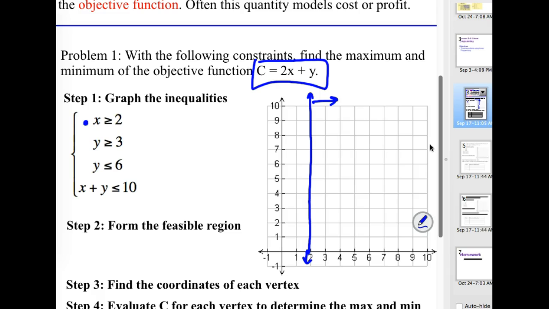Okay? Then, how would we graph y is greater than or equal to 3? Y is greater than or equal to 3. What would that look like? Kevin? Okay, so we need a solid horizontal line here at 3. And are we shading above or below? Above? Okay. All right, so that was the green one.